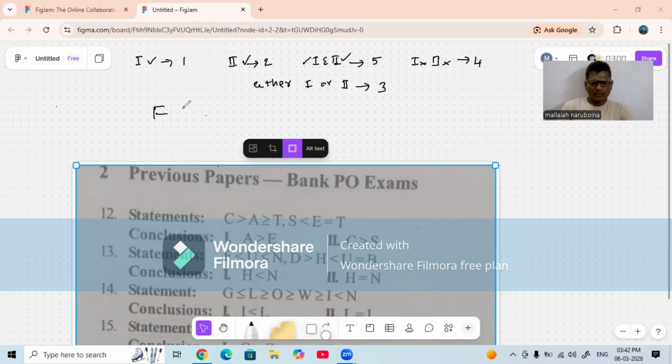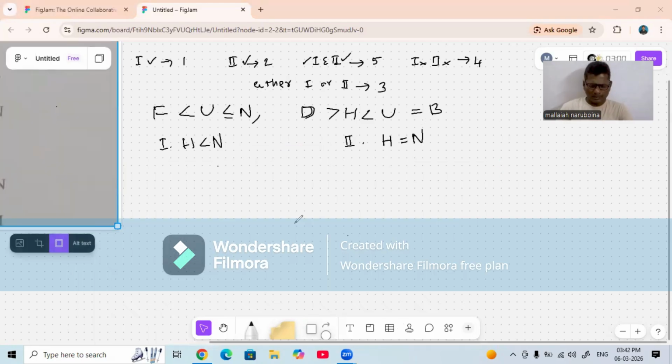F < U ≤ N. Second statement is D > H < U = B. Conclusion 1 is H < N. Second conclusion is H = N.